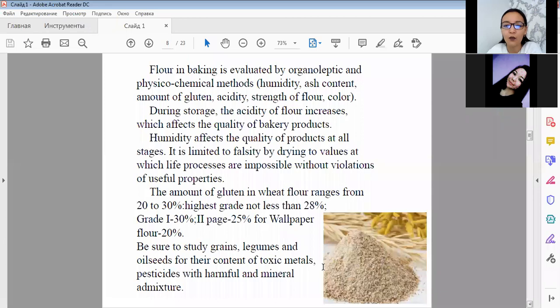It is limited by drying to values at which life processes are impossible without violation of consumer food properties.